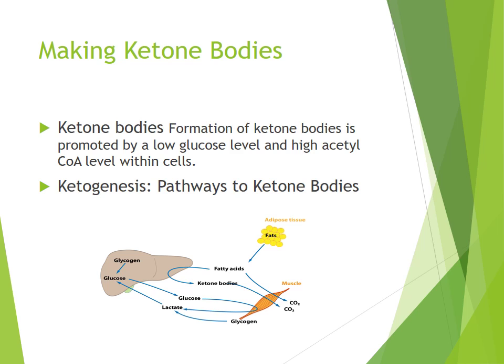Making ketone bodies. There are three types of ketone bodies: acetoacetate, beta-hydroxybutyrate, and acetone. They can be made from the precursor acetyl CoA. Ketone bodies are an important fuel source during starvation because they are able to be used in place of glucose by the brain. In uncontrolled type 1 diabetes, an accumulation of ketone bodies can acidify the blood, resulting in ketoacidosis.